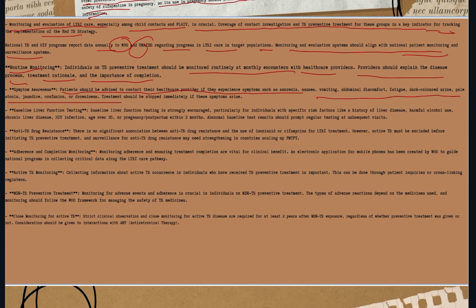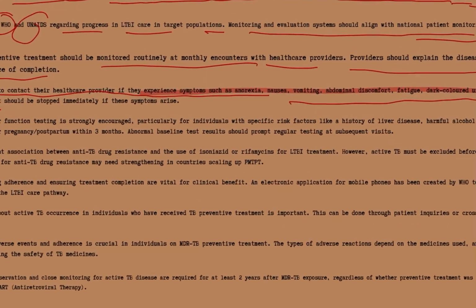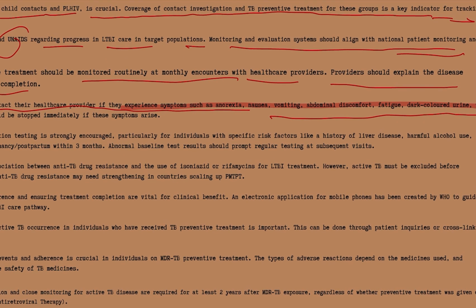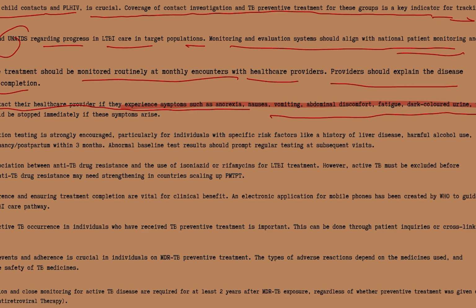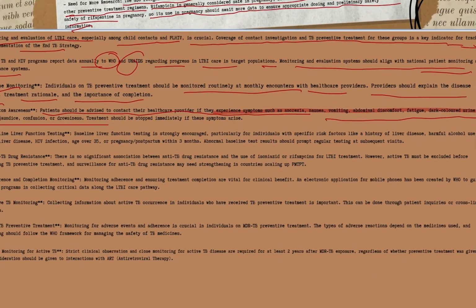This is a very important point. So whenever you are starting any patient on a TB preventive treatment, you should guide them that if they are experiencing any of these symptoms, including anorexia, nausea, vomiting, abdominal discomfort, fatigue, dark colored urine, pale stools, jaundice, confusion, or drowsiness, they should stop the treatment immediately and report to the healthcare worker.